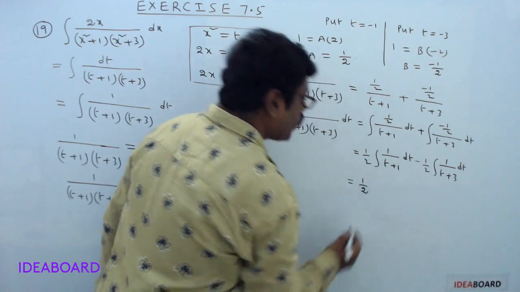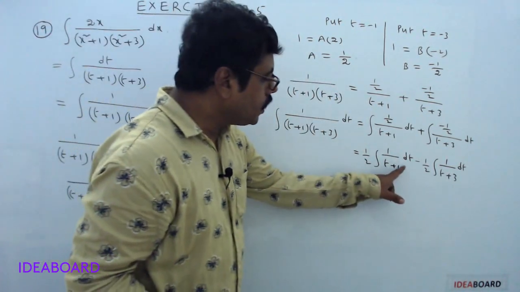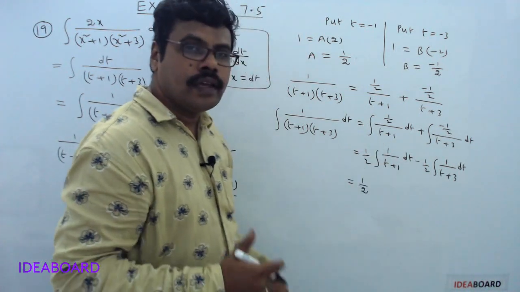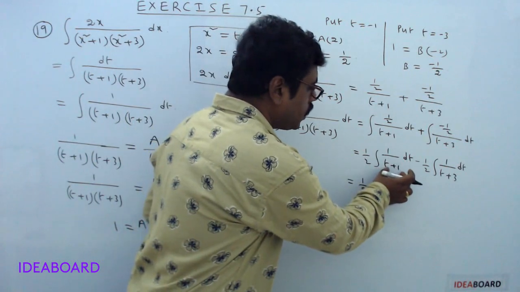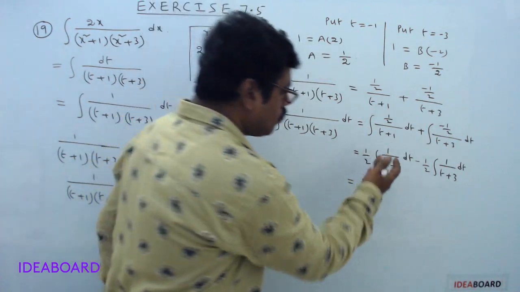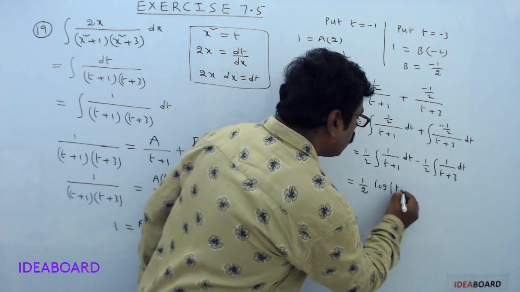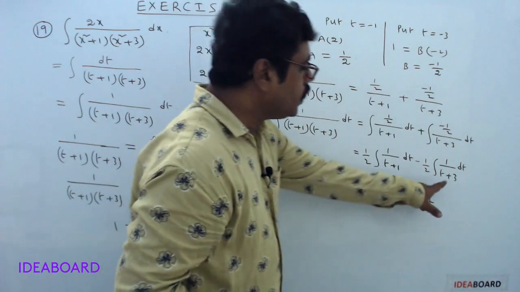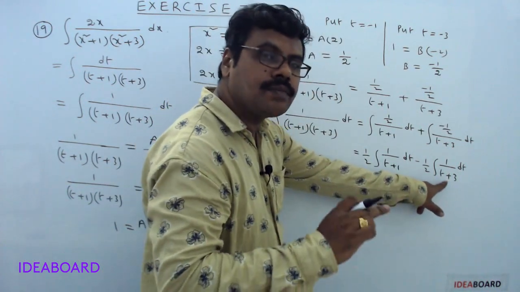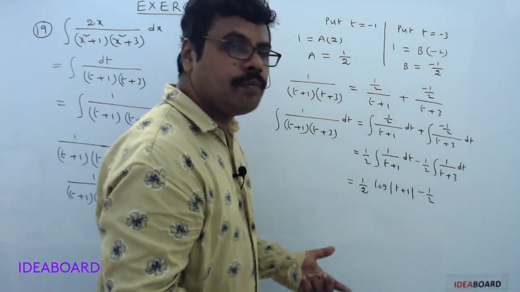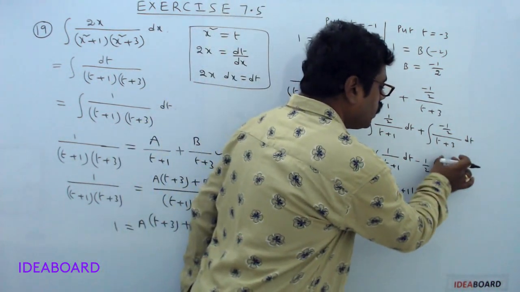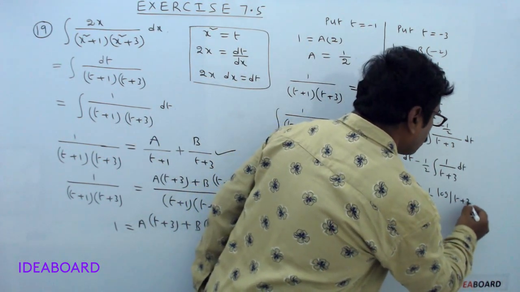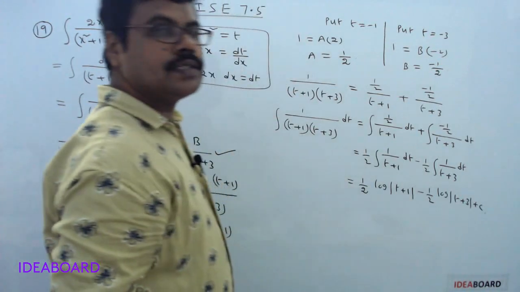Now this is equal to 1 by 2 into: derivative of t plus 1 with respect to t is 1. It means the derivative of the denominator is in its numerator. So what is its value? Log mod t plus 1, minus 1 by 2 into: derivative of t plus 3 with respect to t is 1. It means the derivative of the denominator is in its numerator. So what is its value? Log mod t plus 3 plus a constant c.